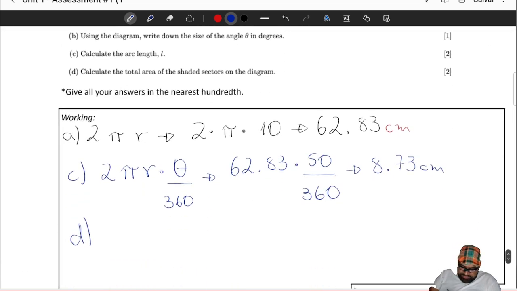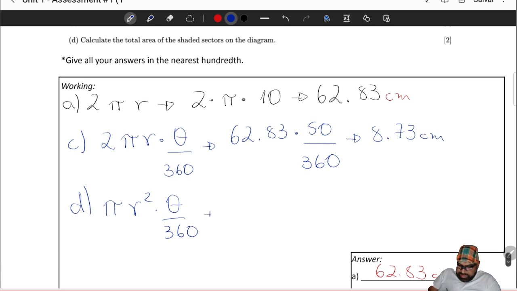Why? Because we just use the formula: pi radius squared times theta divided by 360. Who is pi? Pi is pi. Over there in the calculator, second function, caret. Pi radius squared. Radius is 10, then 10 to the second power. Times, how many degrees is both together? 100 divided by 360. That's it.